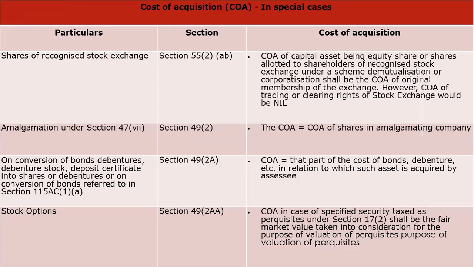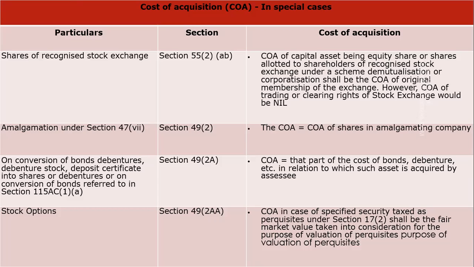Now, in these slides, I'm talking about cost of acquisition of a share. Shares of a recognized stock exchange: we have considered here the 2001 value or cost of acquisition, whichever is higher, and fair market value and consideration, whichever is lower. On the basis of that, we will consider 52, 55 to AB. Amalgamation under section 47(7): cost of acquisition, cost of shares in the amalgamated company. The original company share price which you have paid would be considered here.